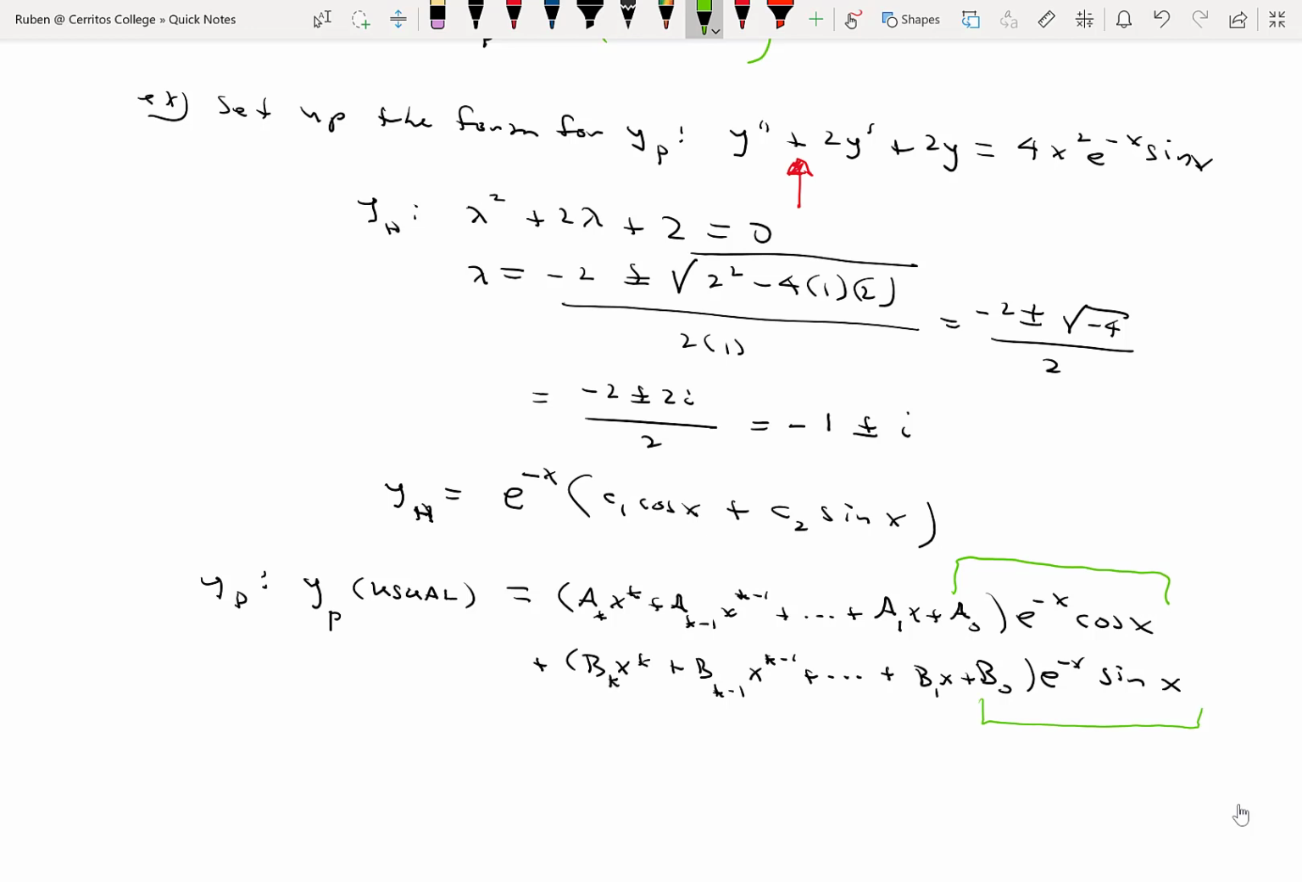Okay? The simplest way to adjust that is by multiplying by an appropriate power of x. Multiply the whole y sub p usual by an appropriate power of x. Now here's the key. The power of x that we multiply y sub p usual by is the smallest power, so that after I multiply by that power, none of the y sub p is any of the y sub h. That's a huge concept here, and I'll repeat that at the very end. So we form y sub p then as x times y sub p usual.